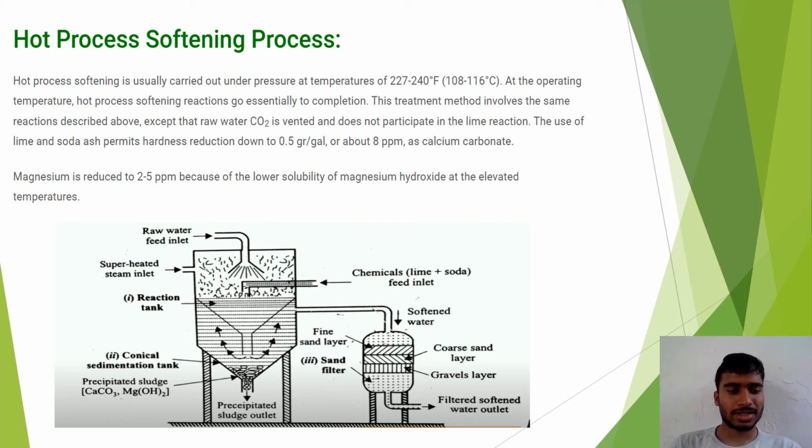Second one is the conical sedimentation tank. This contains precipitated sludge, that is CaCO3 and Mg(OH)2. This outlet down here is the precipitated sludge outlet. This is the softened water that comes to this container, which contains a coarse sand layer and gravel layer, fine sand layer, sand filter, and the filtered softened water outlet.